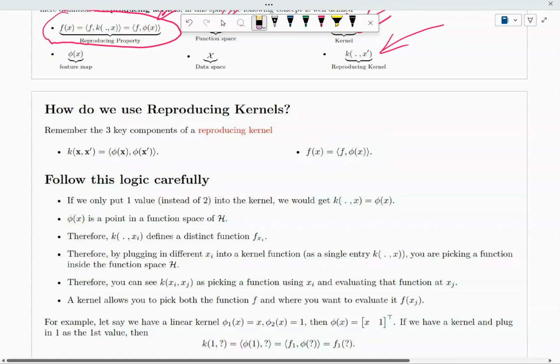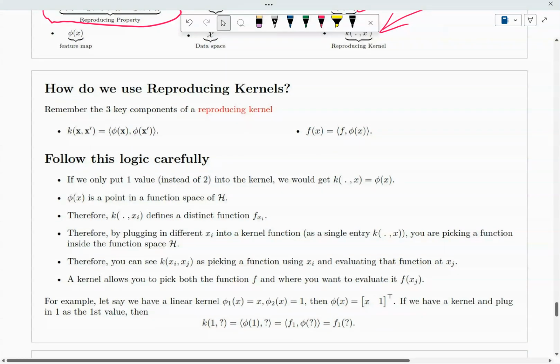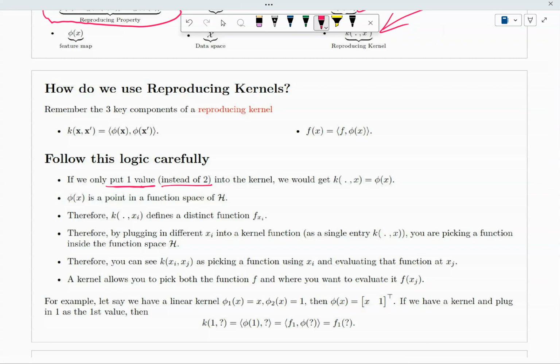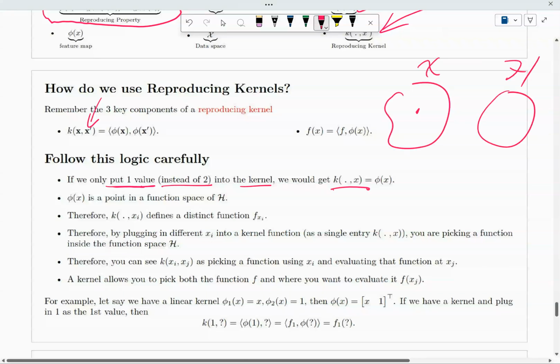Now, you want to follow this logic very carefully. Okay, if we put one value instead of two into a kernel, that's only mapping this one to the RKHS. So we got a point. Here's the data space, here's RKHS. If you only put one inside the kernel, we're mapping it into this point. That's what this means. And phi of x is a point in the function space H. So once we map it here, this is a point in the function space. You can view this as a function, or you can view this as a data point in the function space. You can view it both ways.